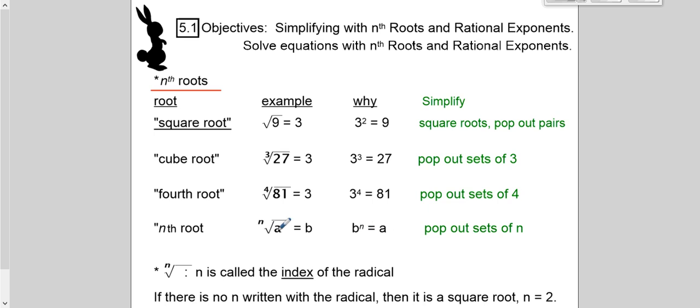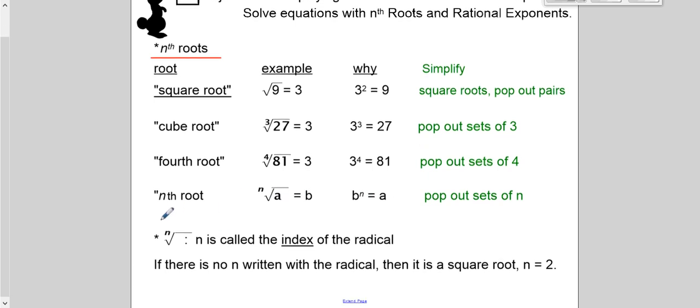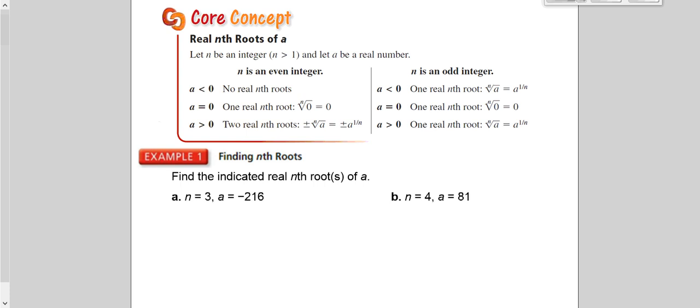b to the n equals a if the nth root of a equals b. In the nth root, n is called the index of the radical. If there is no n written with the radical, then it is a square root. So when it has an invisible index, it's a 2. Let n be an integer, n greater than 1, and let a be a real number.